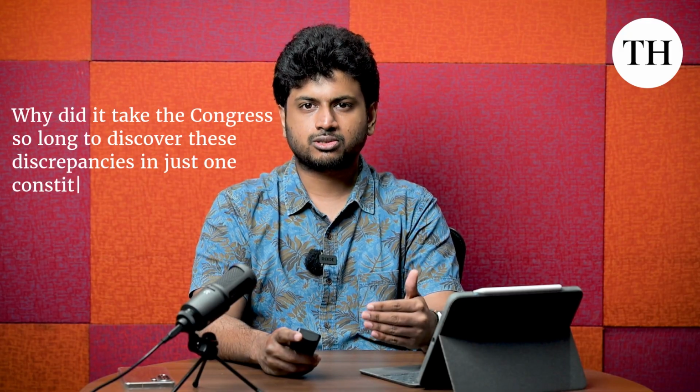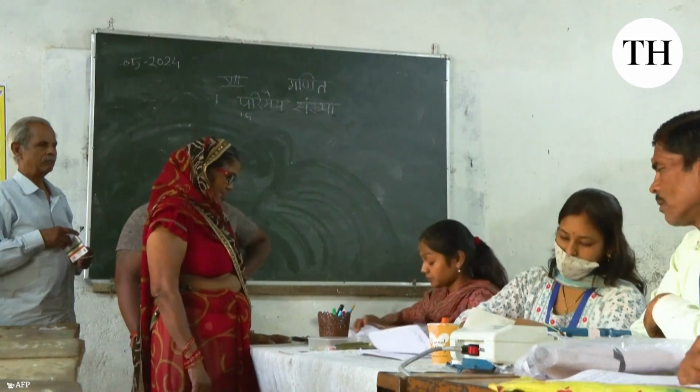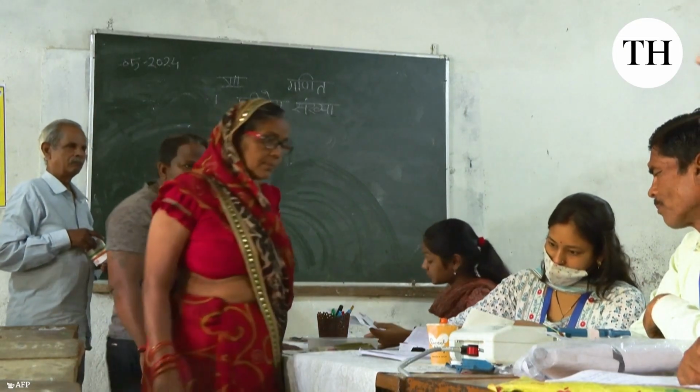Now, this video is not about the allegations themselves. Let's focus instead on one thing. Why did it take the Congress so long to discover these discrepancies in just one constituency? To explain that, first we need to look at voter rolls.